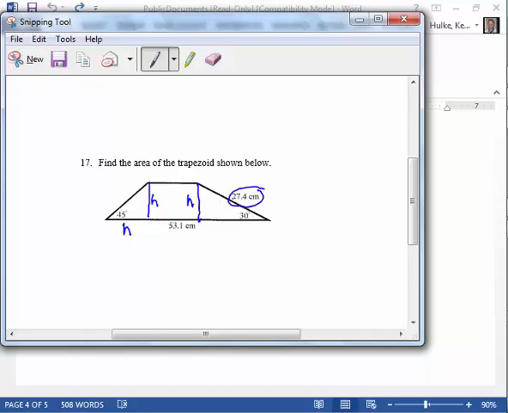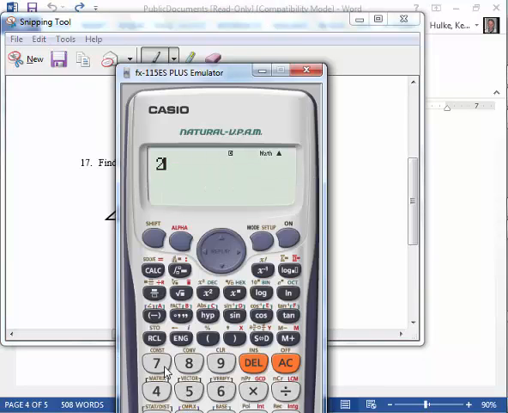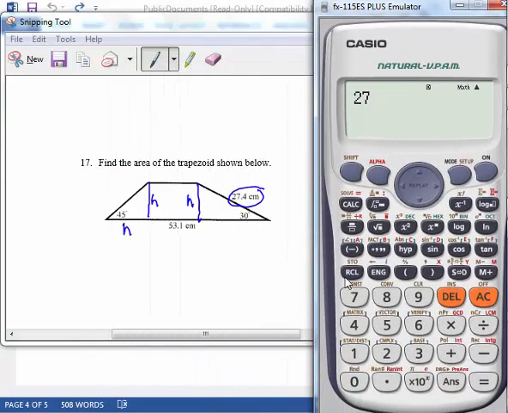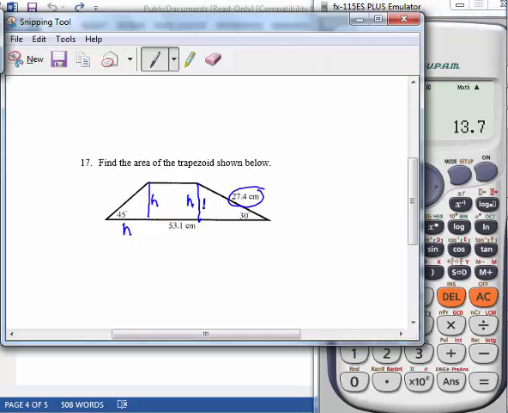And of course, this is the height over here, which means these two lengths here are equal. So what we need to do is first off find what the height is by taking 27.4 divided by 2. So the height is 13.7. Now, if that's true, this distance right here is also 13.7.